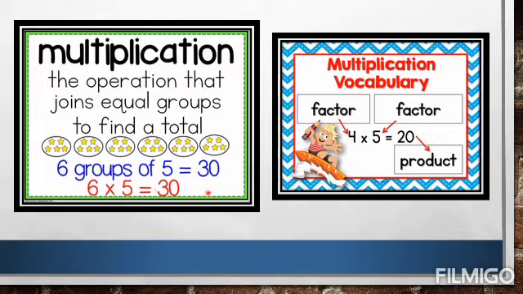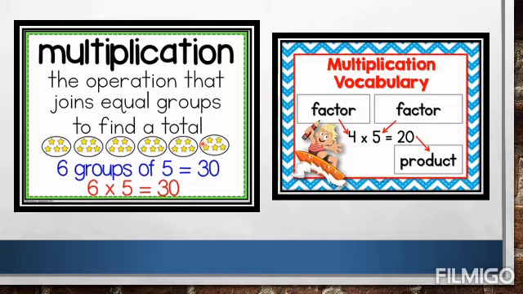Then, class, if we multiply, 6 times 5 equals 30. So now, class, we know already how to make the multiplication sentence out of the given picture, and also we know already the definition of multiplication. The next one, class, will be learning the parts of multiplication.